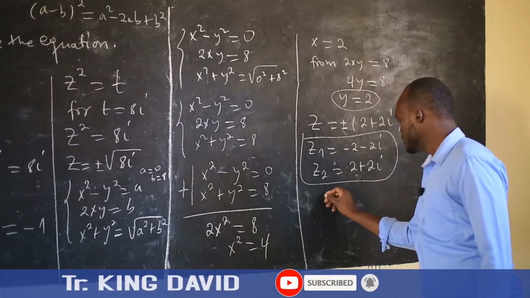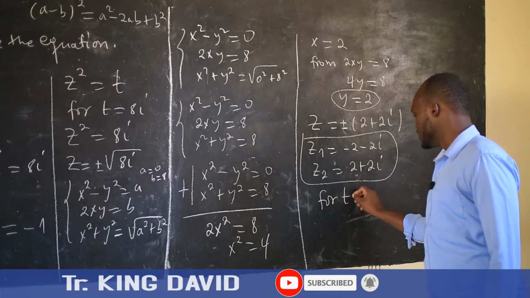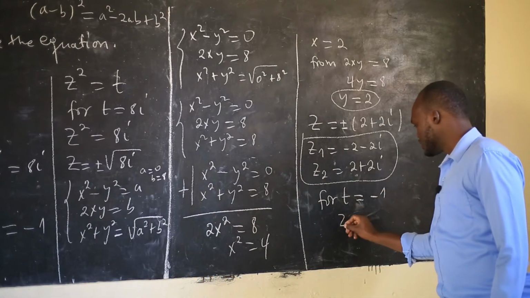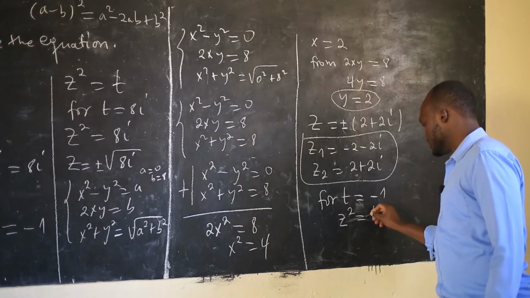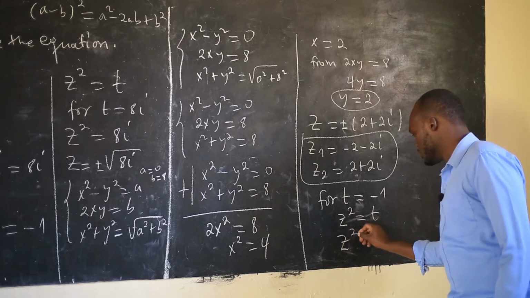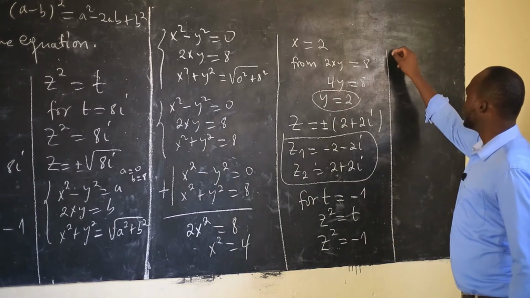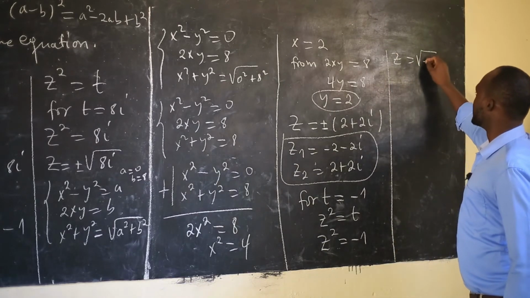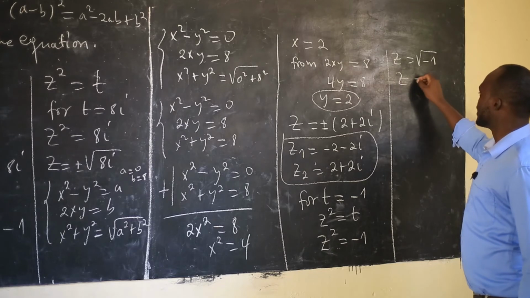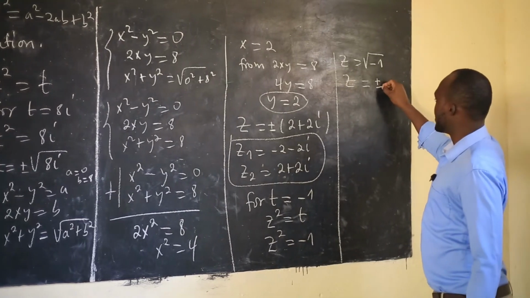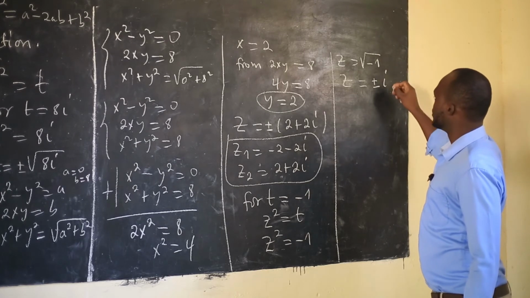Then for t equal to negative 1. So remember, z squared equal to t. So z squared will be equal to negative 1. If we find the square root, our z will be equal to root of negative 1. Our z, you know that negative 1 is i squared. So our z will be plus or minus i.